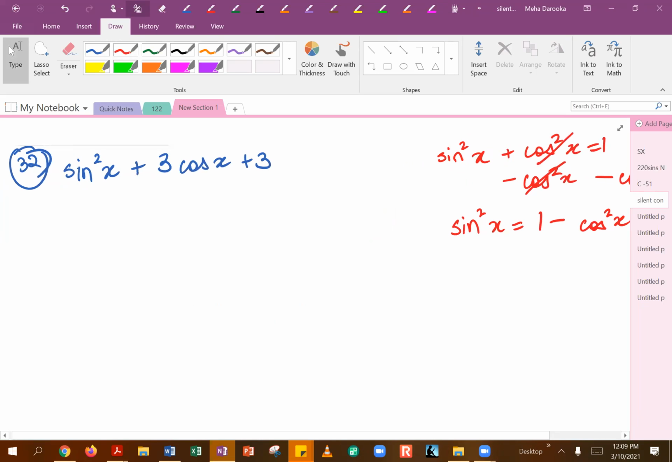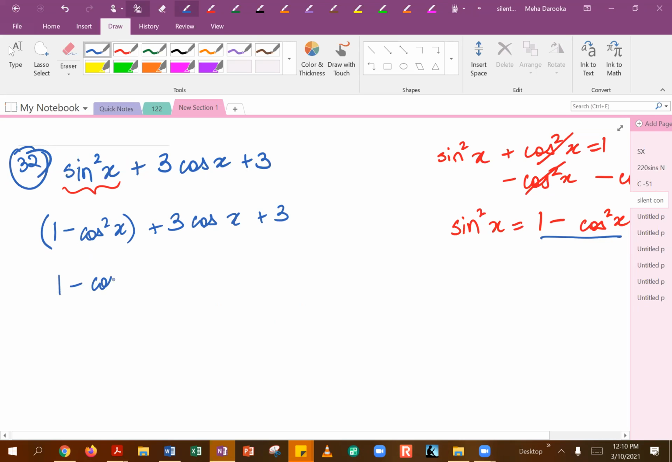So if we use this as our substitution over here, I'm going to put this in parentheses for now just to show you that this is what we substitute in. I will replace my sine square with 1 minus cosine square of x and leave the other terms as they are. Now you will see I have rewritten this entire expression in terms of the cosine function. So we've got 1 minus cosine square of x plus 3 times cosine of x plus 3.